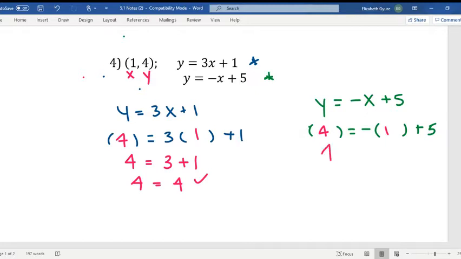Yeah, I would bring down the 4 as well. And then if you just have a negative outside of the parentheses like that, doesn't that just make this a negative 1? Yeah, all it does is it makes it a negative 1. And negative 1 plus 5 is? Yeah, 4. So did it work for both? Yeah, so this one is a yes, or you could say solution. Either way.